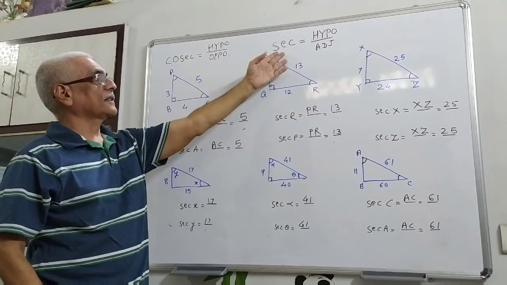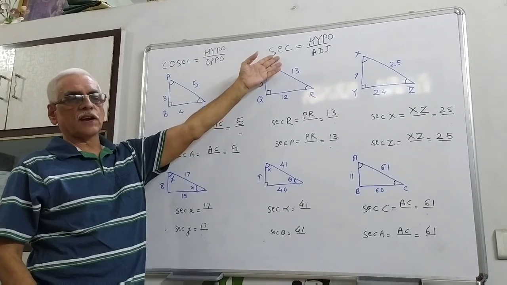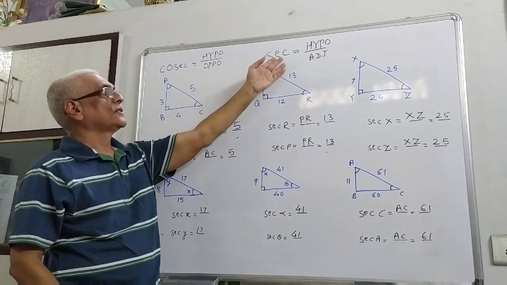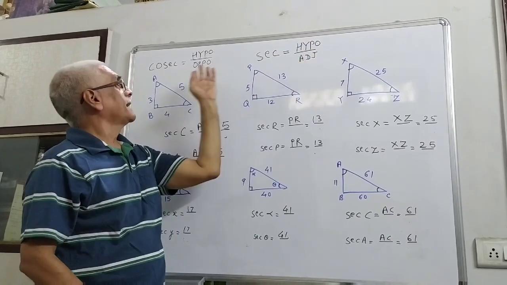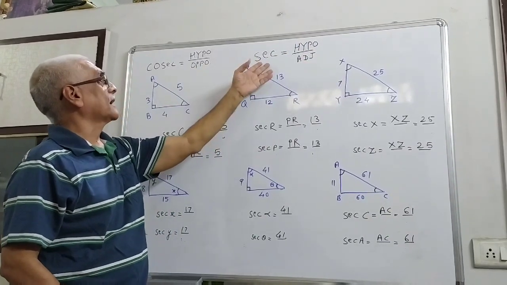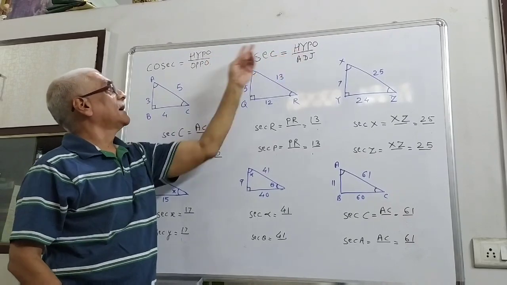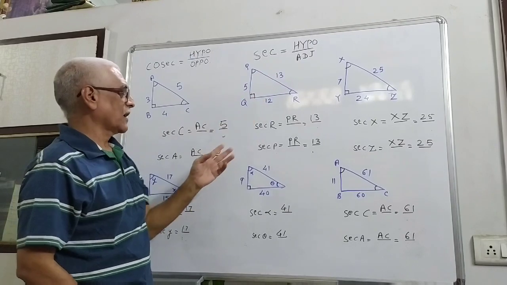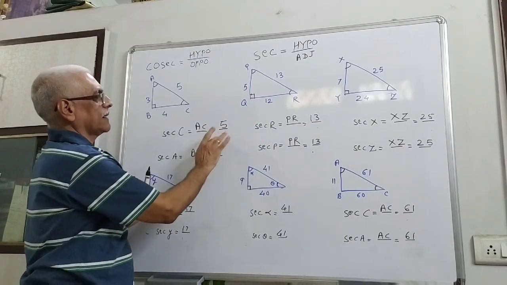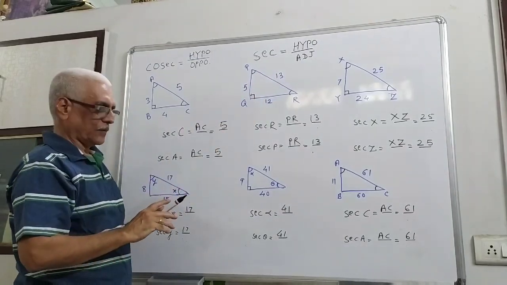Now we are going to see another ratio called the sec ratio. Full form is secant, the short form is sec. It is hypotenuse upon adjacent side. You will find that in cosec and sec, hypotenuse is in the numerator and only the denominator changes. Here opposite side, here adjacent side. So here also I have kept the numerators as they are, only the denominators we shall change.